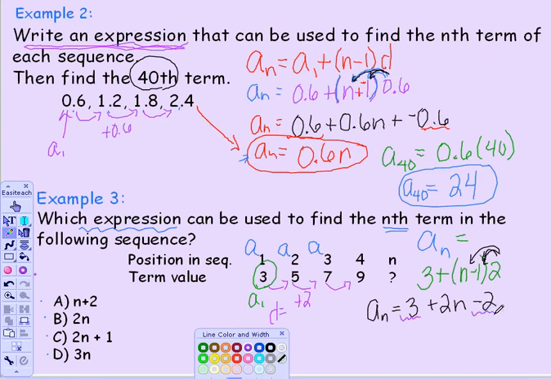3 plus a negative 2, or 3 minus 2, is 1. So our general equation is a sub n equals 2n plus 1. Because the n is a variable and 2 is the coefficient, that term doesn't have anything else that's like it, so we can't combine that with the other 2 parts. The other 2 are constants, so we put those constants together.